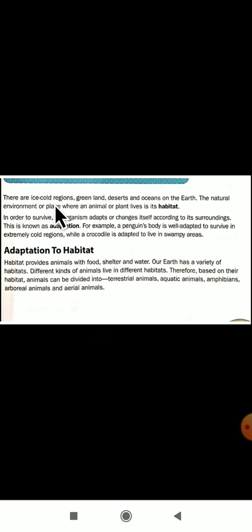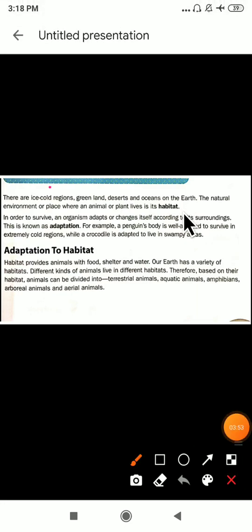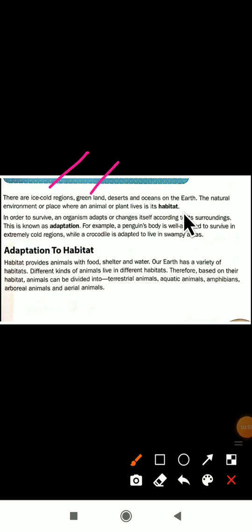There are ice cold regions, Greenland, deserts and oceans on the earth. Dear students, on earth we have different types of places. Can you tell? Ice cold region, it is one place. Greenland, deserts and oceans. These are the different places which are present on earth. Ice cold regions are covered with ice only, so we call it an ice cold region.